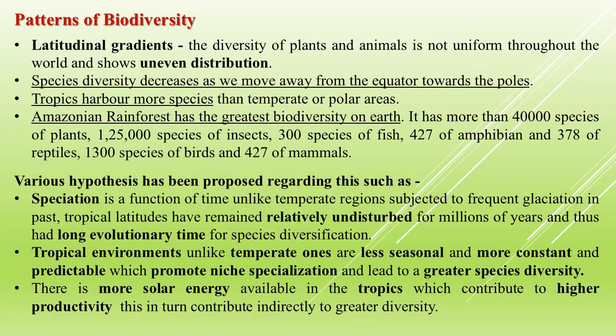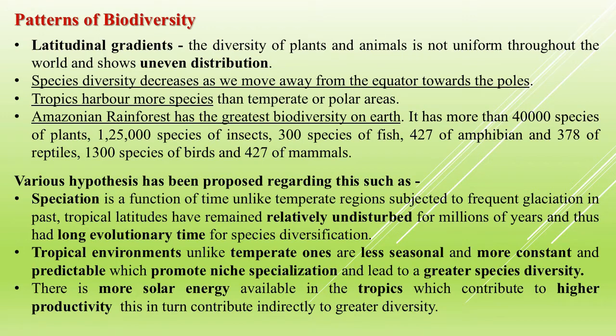Not only this, it is the home for more than 40,000 species of plants, 3,000 species of fishes, 1,300 species of birds, 427 of mammals, 427 of amphibians, 378 of reptiles, and more than 1,25,000 of invertebrates. And scientists estimate that many more species are present in the Amazon rainforest which are yet to be discovered.